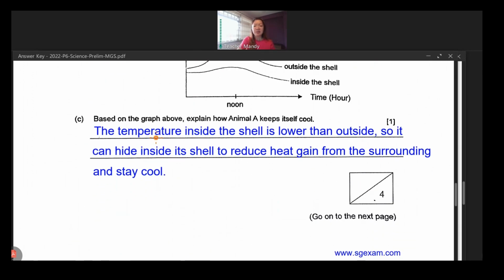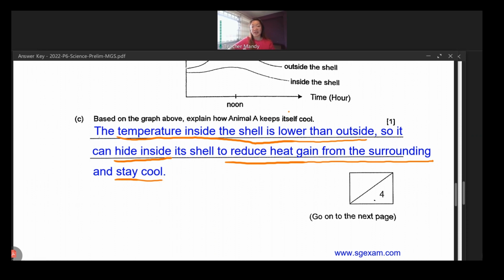Now, firstly, you have to mention that based on the information above, the temperature inside the shell is lower than outside. All right, so it makes sense to hide, right? So hide inside the shell to reduce heat gain from the surrounding. So that's another keyword. And stay cool. Because of that, that's how it keeps itself cool.